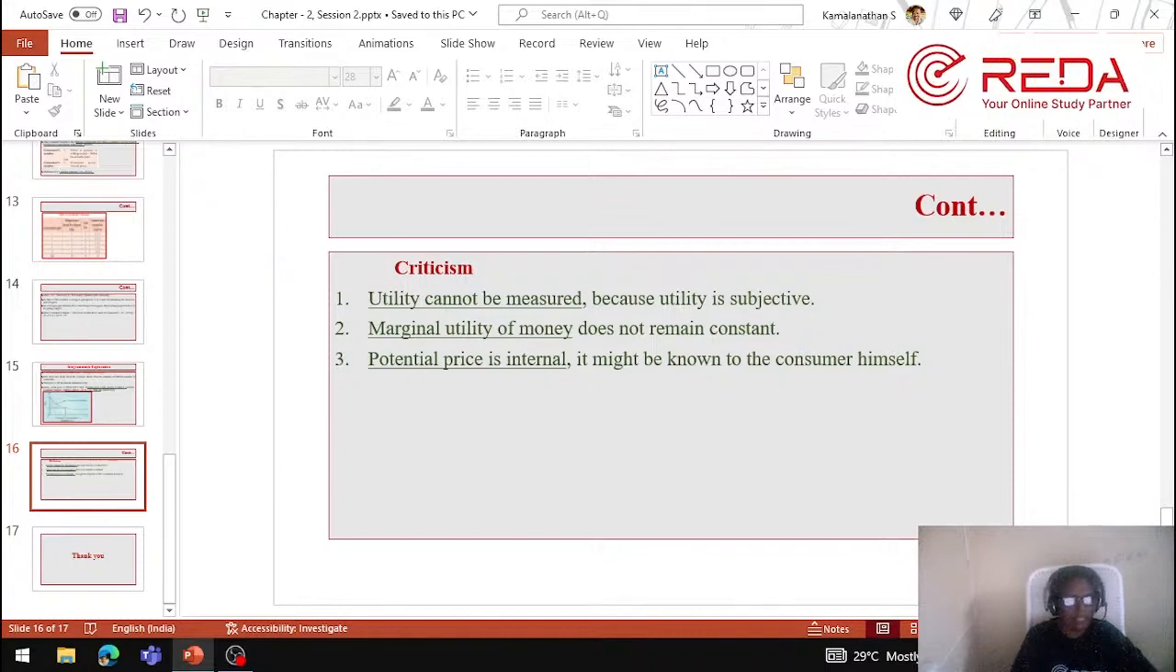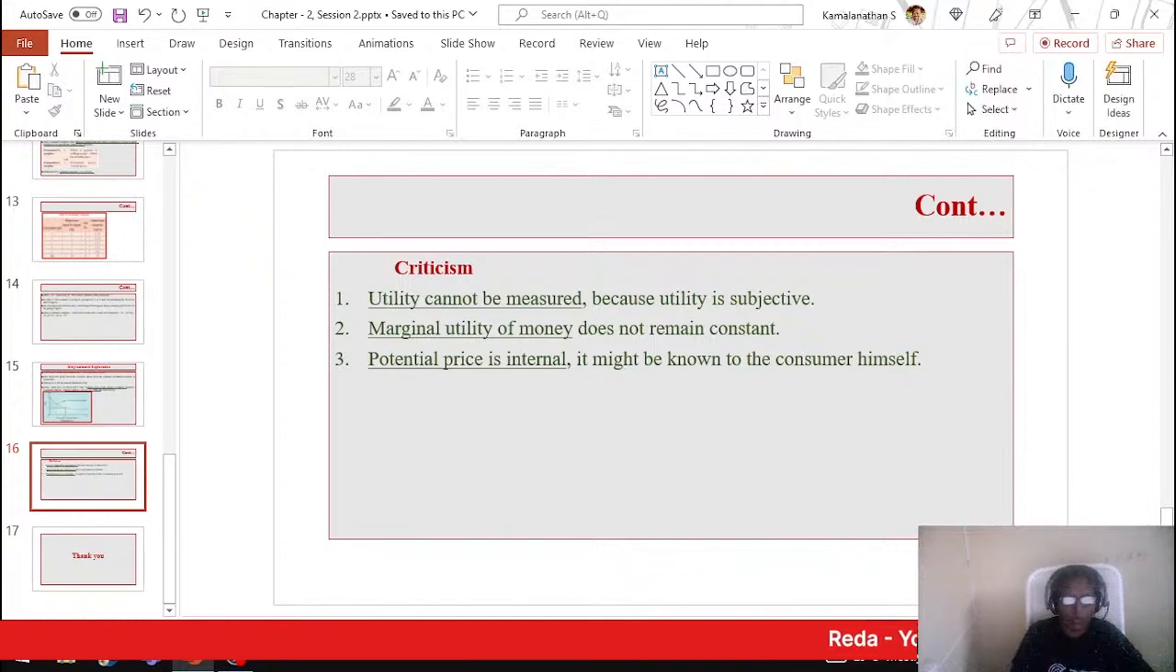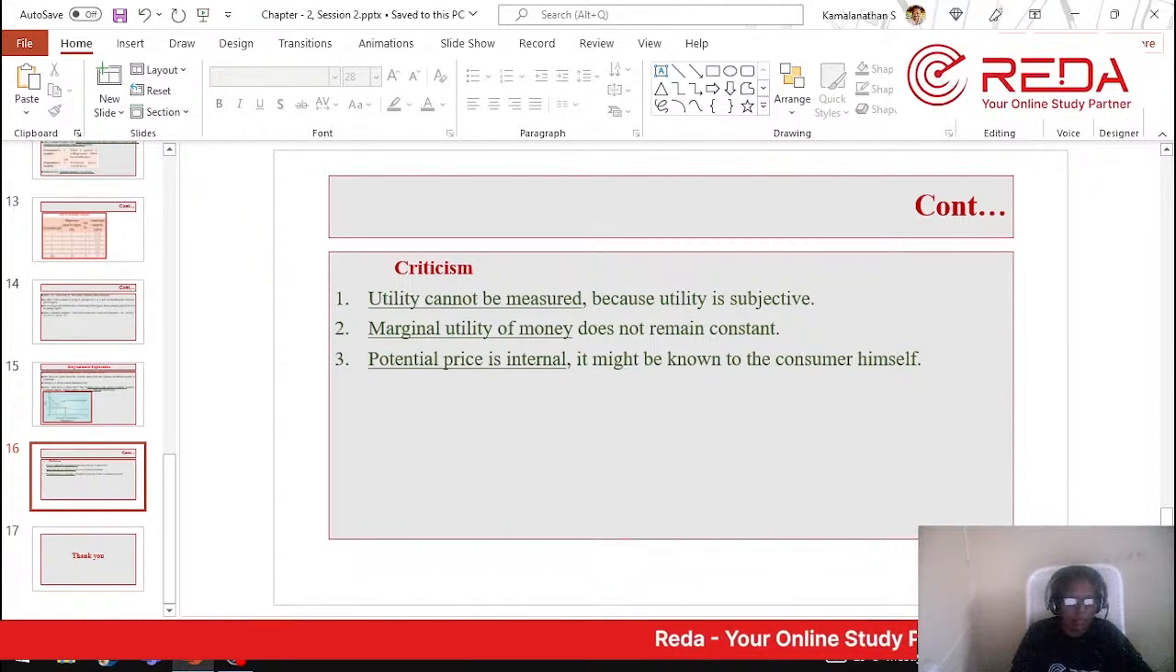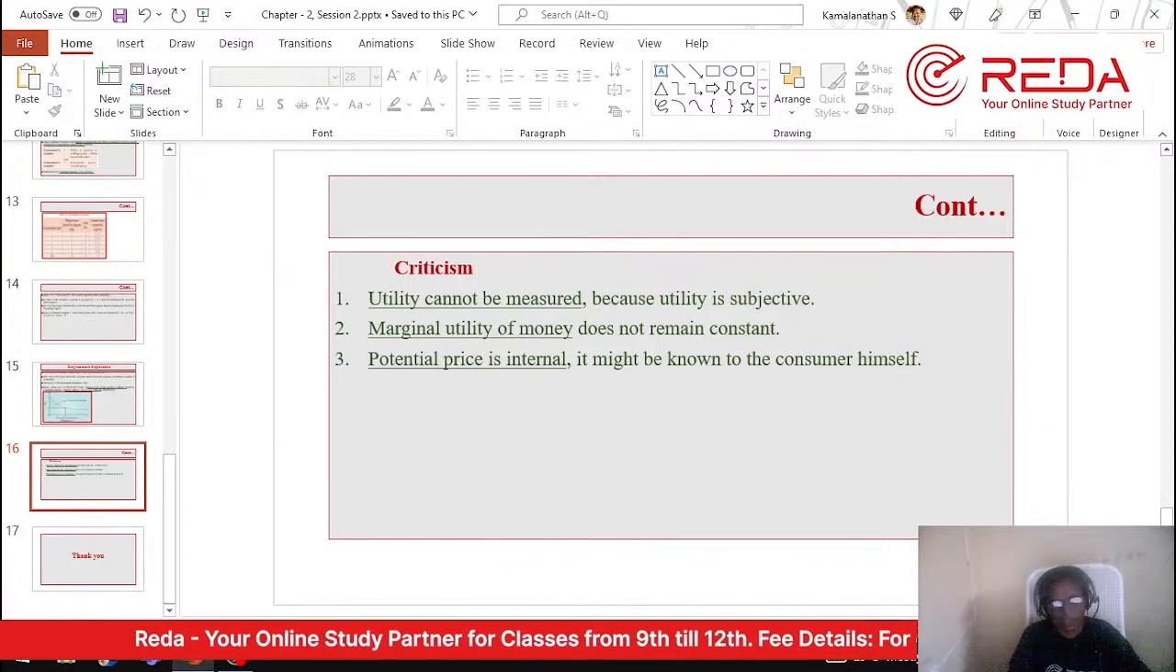Then, the potential price is internal, my ability. I have the ability to pay 4 rupees to purchase one apple, but it will not be the same for all consumers. Some other consumer's potential price will be 10 rupees. There may be some consumer who is ready only with 2 rupees, or even 1 rupee. At that time, if the price is very high, how to calculate? That concept will go wrong.